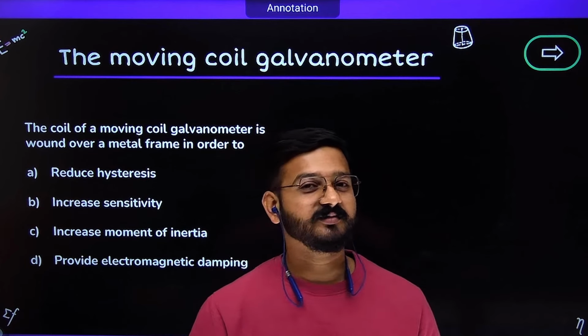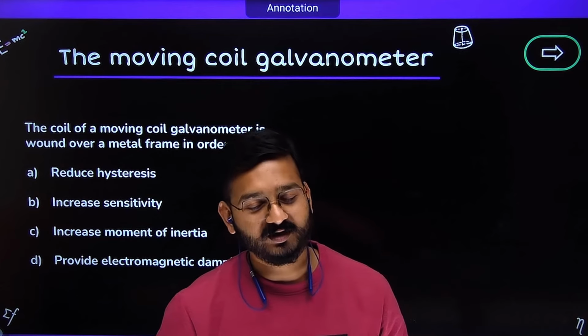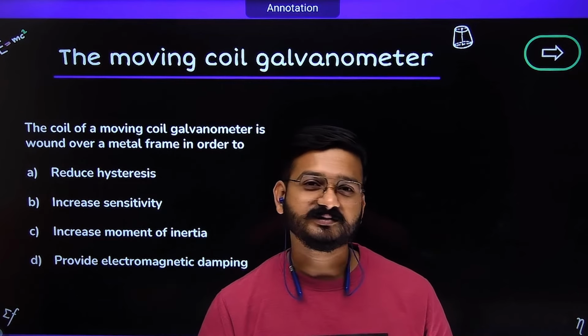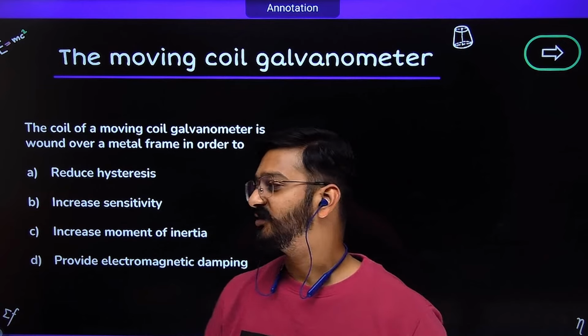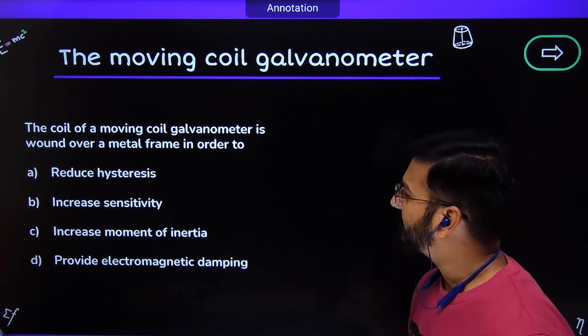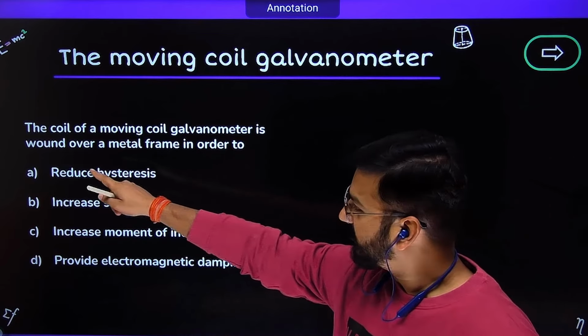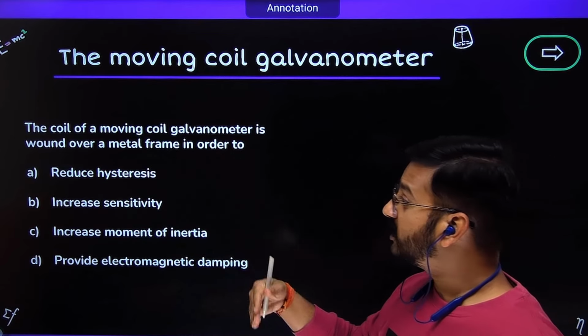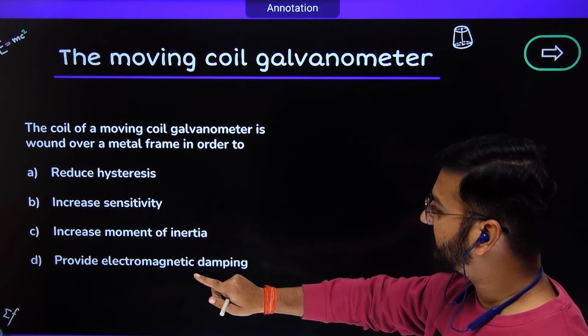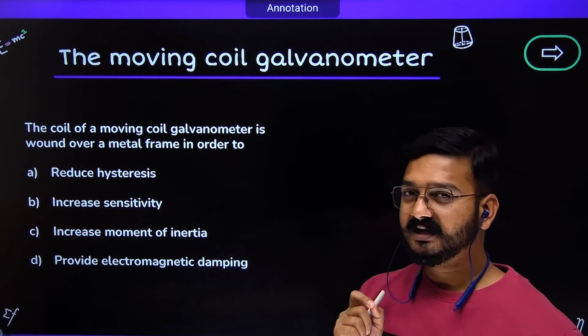In the last session, if you remember, we discussed all the theory connected with moving coil galvanometer. In today's session, we will discuss some previous year MCQs asked from this topic. As you can see on the screen, the first question is: the coil of a moving coil galvanometer is wound over a metal frame in order to reduce hysteresis, increase sensitivity, increase moment of inertia, and provide electromagnetic damping.